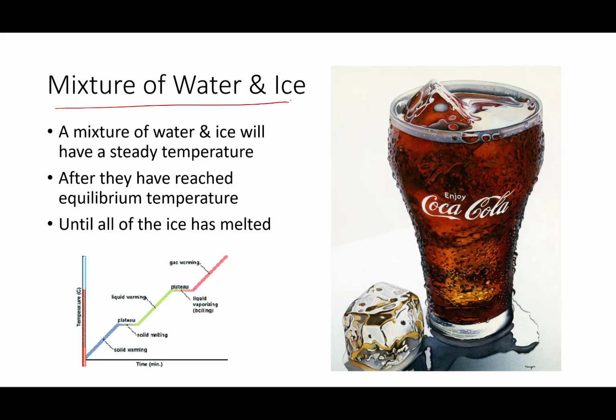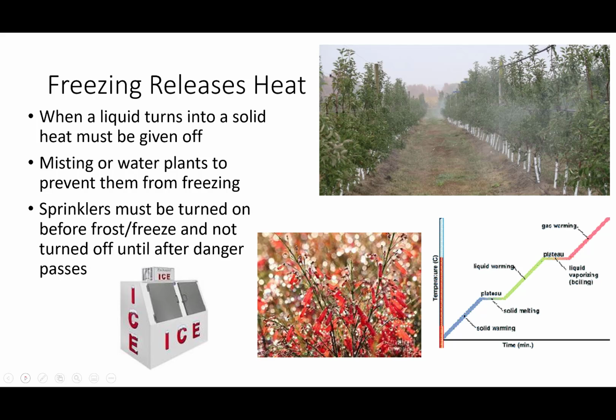If you have a mixture of water and ice, like a glass of pop, you are down here, in this part of this graph. You have some solid and you have some liquid, and once this is equalized and they've been mixed together for a little bit, they're going to stay at that temperature until the ice is melted, and then it's going to start warming up. But it doesn't matter if you've got 3 ice cubes left or 12 ice cubes left. If you've got that mixture of water and pop, you're right there on the graph, and you're going to be at that temperature. Last but not least, freezing releases heat.